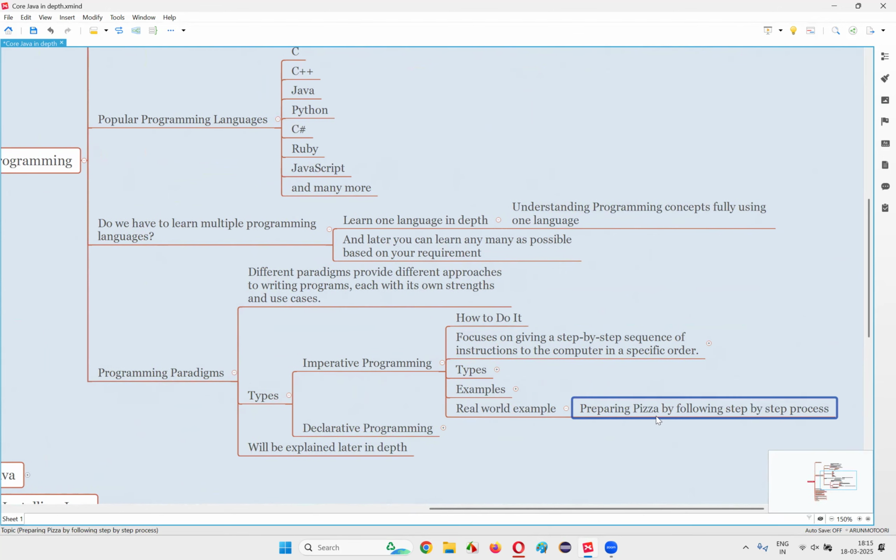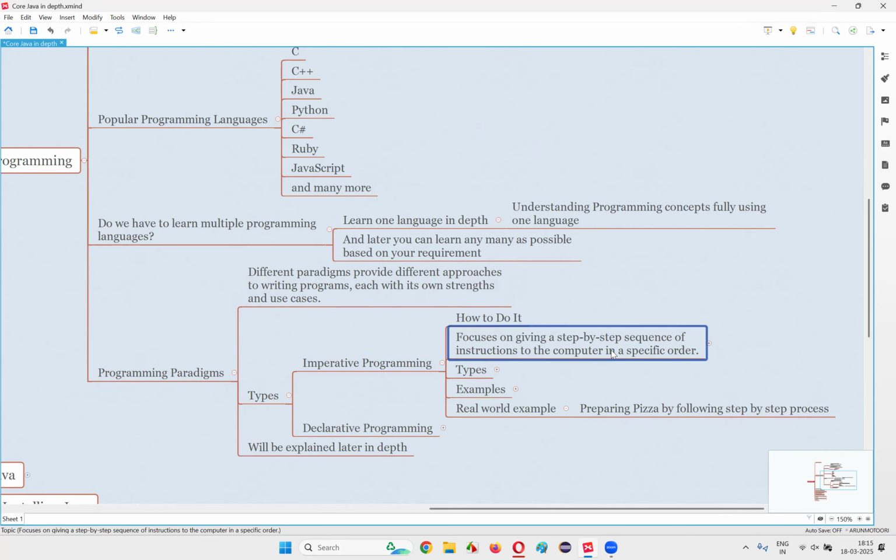Okay, you have to prepare pizza by following a step-by-step process. This is imperative; this is the concept of imperative programming, and we will relate to this kind of stuff. In the real world, if you want to eat pizza, what will you do? You will either prepare it yourself by following some video on YouTube, step by step. Whatever flour and ingredients you need to add, you add them step by step, and finally bake them and you get the pizza. That is one way. That is the imperative way.